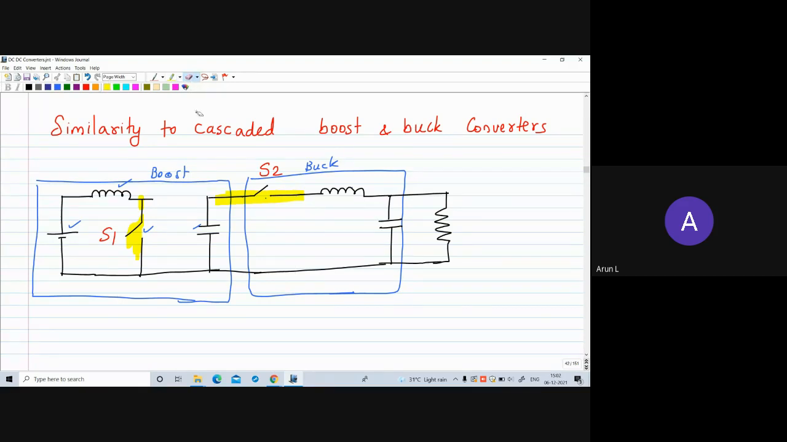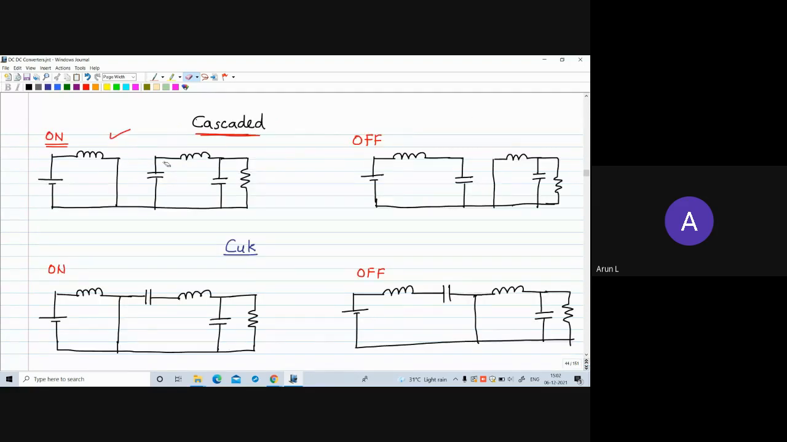Okay. So this particular circuit I have shown in the next diagram here. And similarly, when the switches are off and the diodes are conducting, you will get this particular diagram. And in the Cuk converter, if you do the same thing, if you draw the diagrams for the switch on and switch off conditions, you can see that the two diagrams are exactly similar. During on condition, in a cascaded boost buck converter and a Cuk converter, you have the same operation.